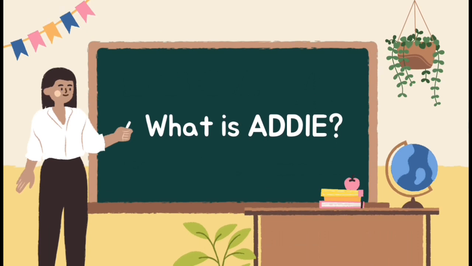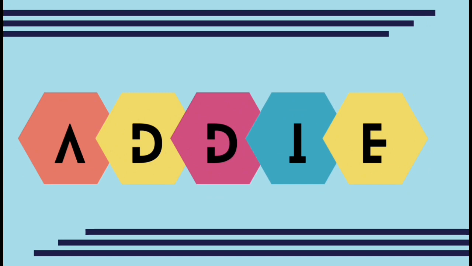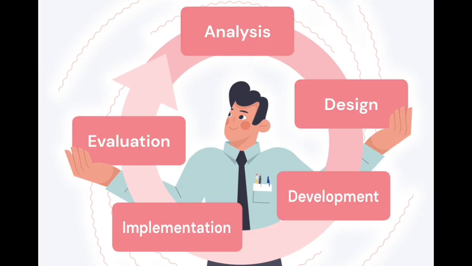Now, what is ADDIE? Well, the ADDIE model is a process used by training developers and instructional designers to plan and create effective learning experiences. And yes, ADDIE is an acronym, meaning each letter stands for a different phase for creating an effective e-learning course. A stands for analysis, D for design, another D stands for development, I for implementation, and E stands for evaluation. The model is meant to be completed in sequential order, from analysis to evaluation.